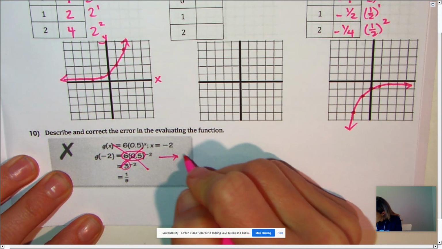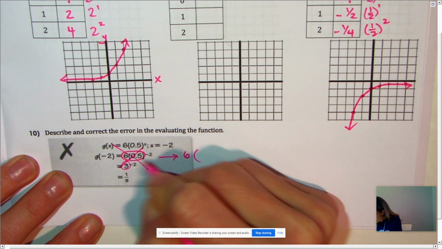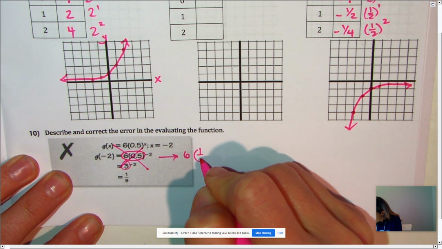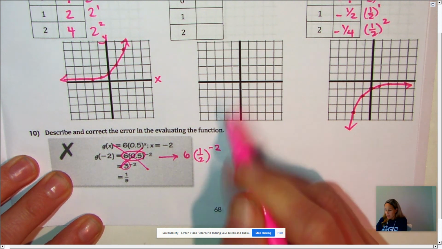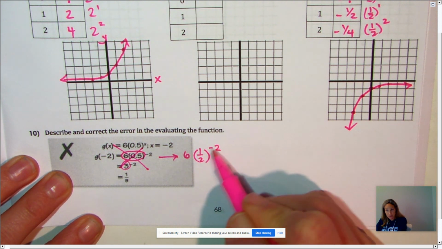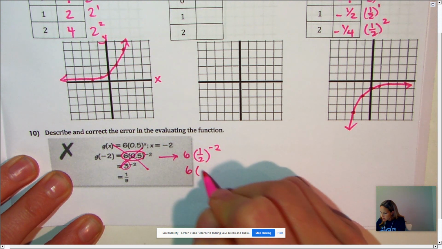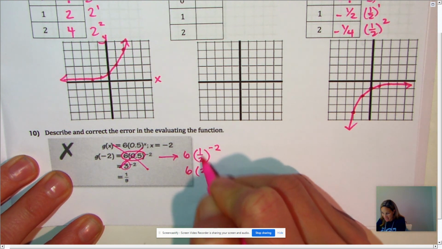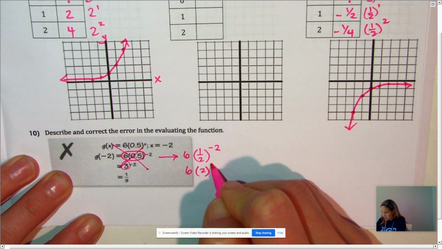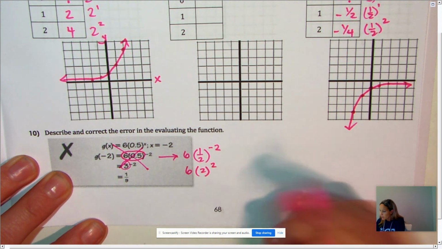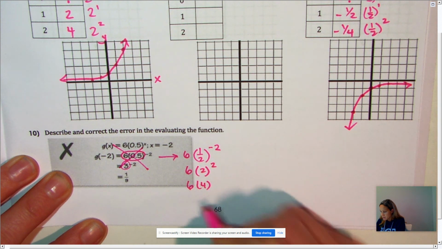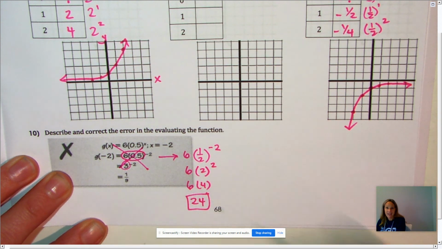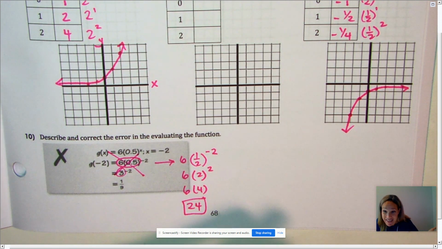So we have to take the 6, and I'm going to write this as a fraction. So 0.5 is 1/2 to the -2. Well, remember that negative means the reciprocal. So I'm just going to go 6, 2. I'm going to flip this and get rid of the negative. Wow, that looks so much better, right? So 2 squared is 4, and then 4 times 6 is 24. And oh, that was an even one.